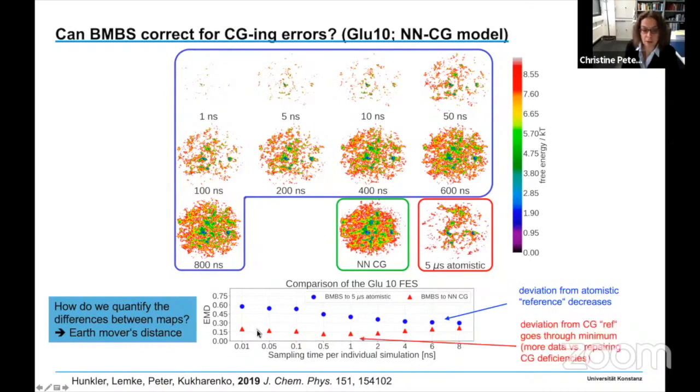What do we see in the lower curve? We see the difference of these evolving maps from the neural network-based coarse-grained map. So what you see here, it goes through a minimum and then it goes up again. So what does it tell us? Well, we're getting more and more atomistic data, so the difference goes down. And at some point, it starts to go up again because we are starting with the evolving atomistic simulations to repair for possible errors in the coarse-grained model. And yeah, at some point, this is done.